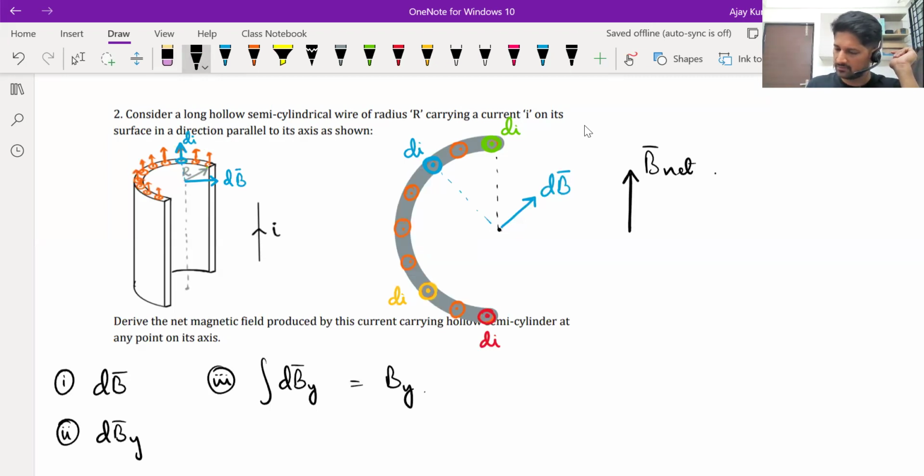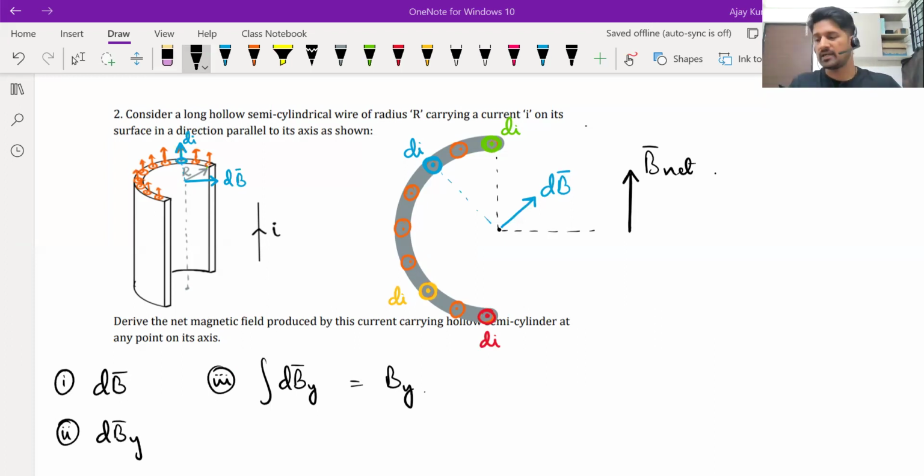Let's visualize the x and y axis also. What kind of current is it? Is it a straight current or a turning current? Right, straight current. And is it infinitely long or finite? Infinite. It's a long hollow semicylinder, so you'll assume it is long enough to be called infinite.